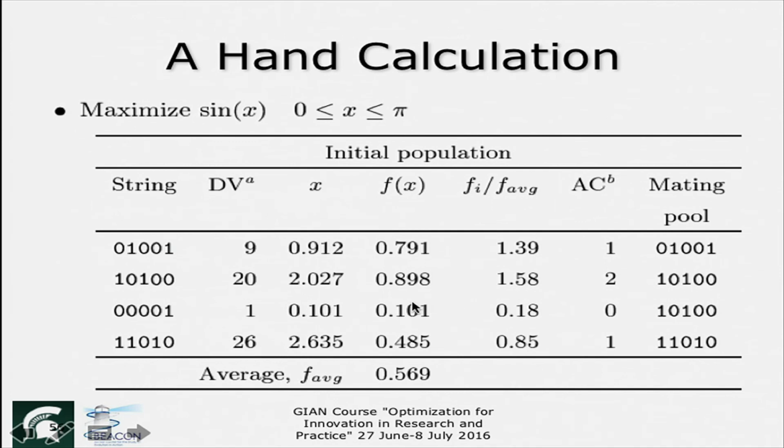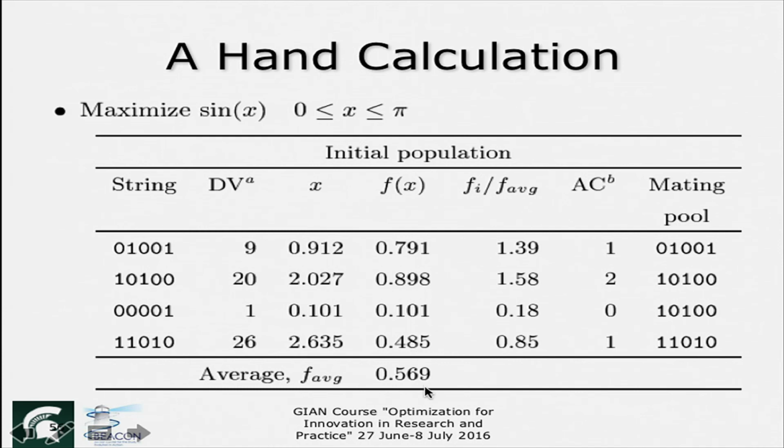But let's say I had taken a schema that was, let's say, 1 and star, star, star, star. So 1 and all stars. If that was my schema, 1 and all stars, how many strings does it represent? So this one and that one. Now it has one fitness here, another fitness there. How will I compute FH?